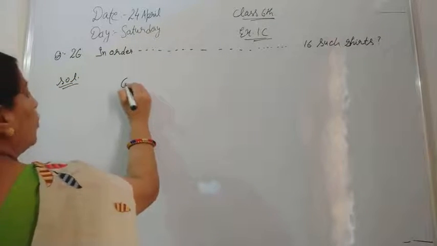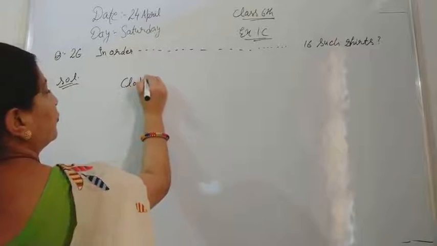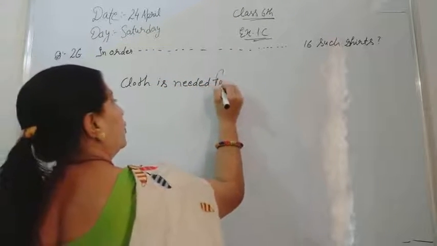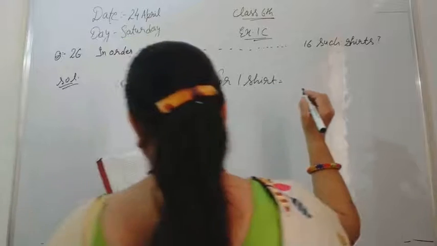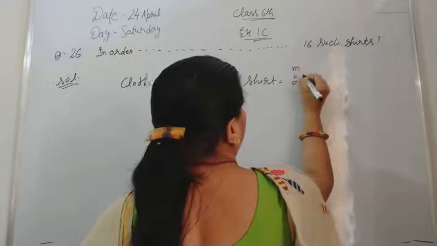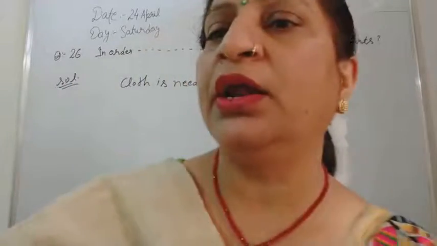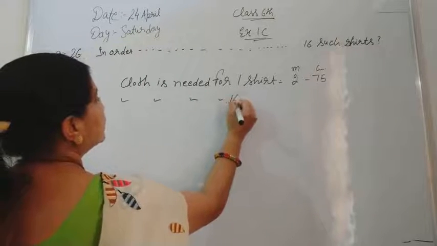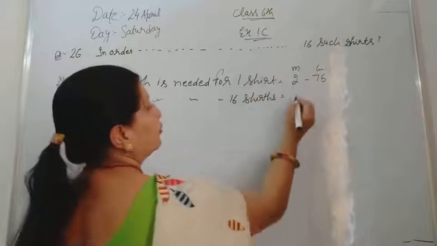Cloth needed for one shirt is equal to 2 meter 75 centimeter. Now we have to find the cloth needed for 16 shirts. So we have to multiply the numbers.